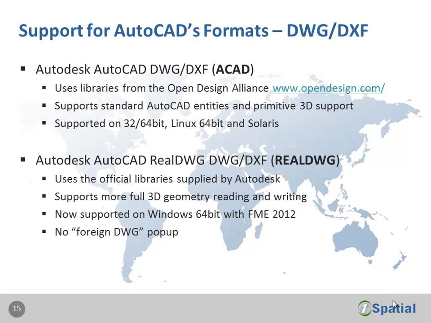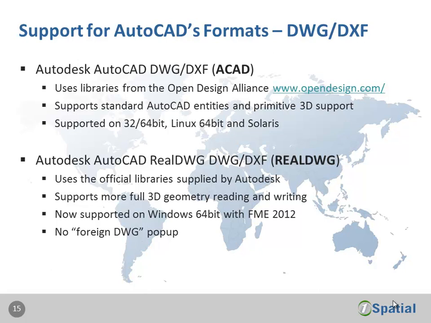There is, however, also a real DWG reader and writer, and I would encourage people to consider using this. The prefix is just real, so just search for DWG and you'll see it listed there as a real reader. The only reason I'm highlighting this is because it isn't necessarily the default when you do your search, but actually it's the one that uses the official Autodesk libraries. What that gives you is a little bit more support for 3D geometry when you're reading and writing, and it's also now supported on Windows 64-bit with FME 2012, where it wasn't previously, so you've got much more capability there.